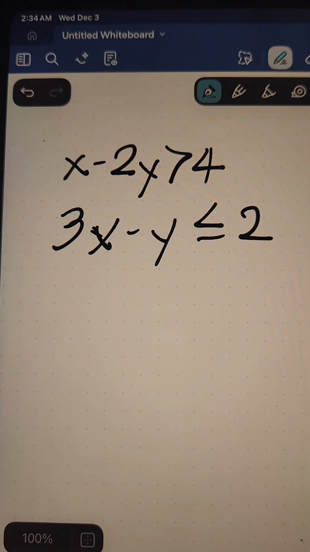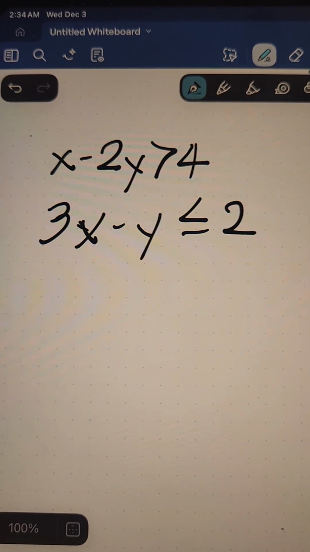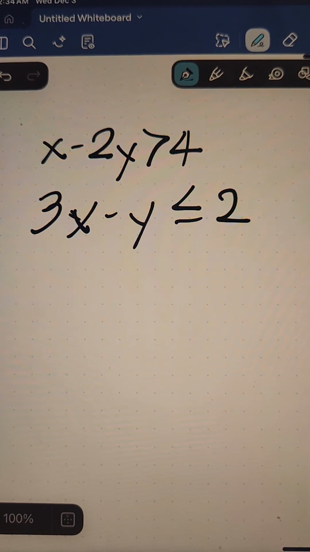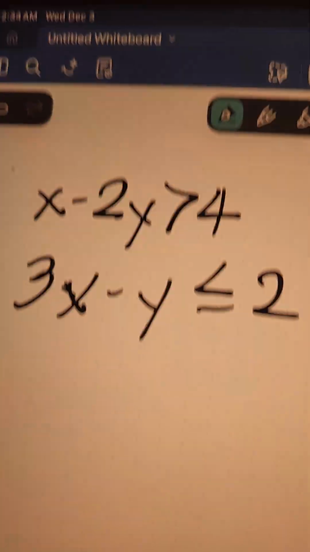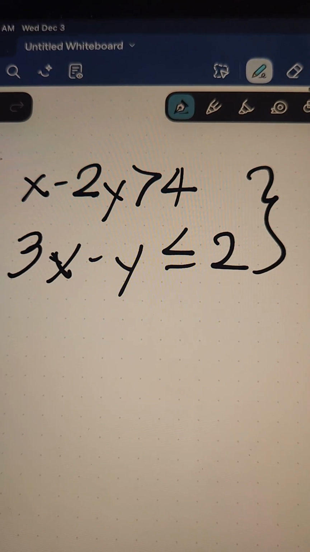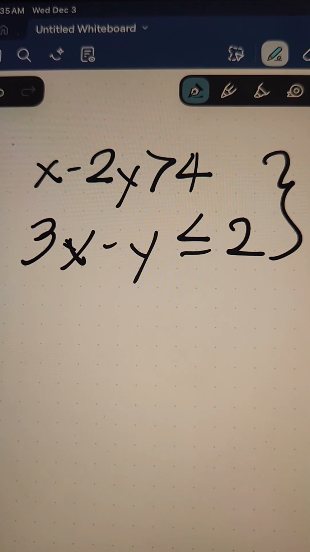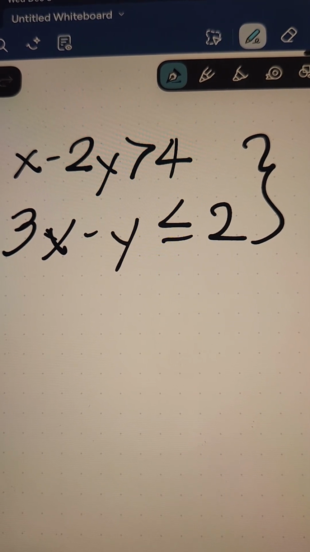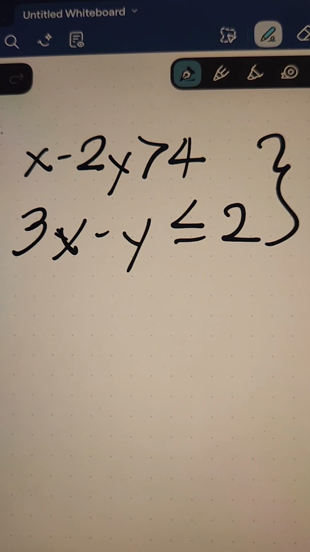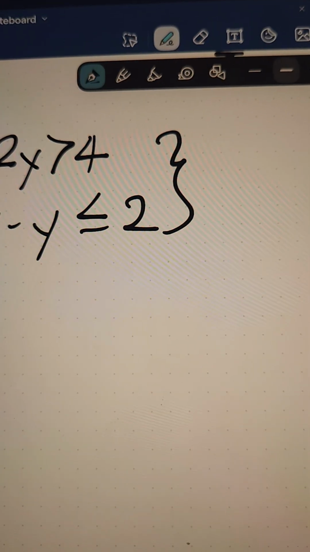Okay, so this time, magsosolve naman tayo ng system of linear inequalities. Now, what do we mean by that system of linear inequalities? So, yan siya. System of linear inequalities. Ibig sabihin lang yan, gagamit tayo ng dalawang inequalities na expressions. Okay? Para makuha natin yung values nila. Alright? So, ibig sabihin, kailangan gumamit tayo ng graph.